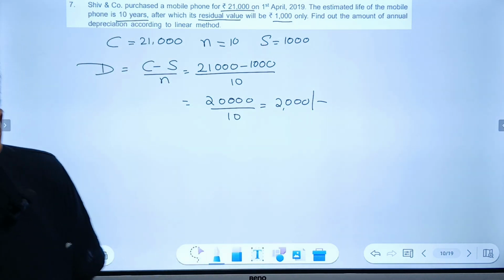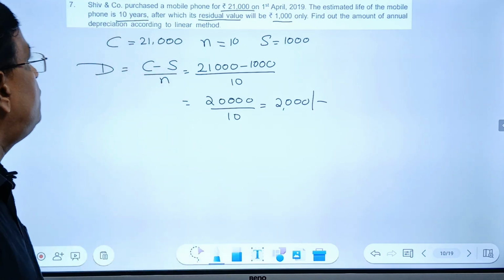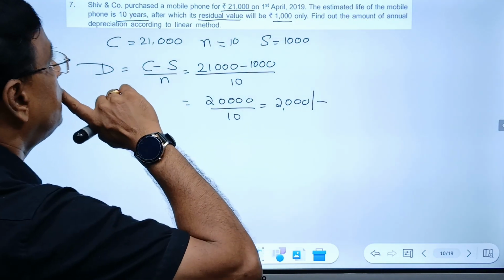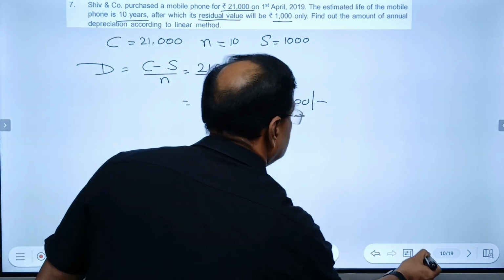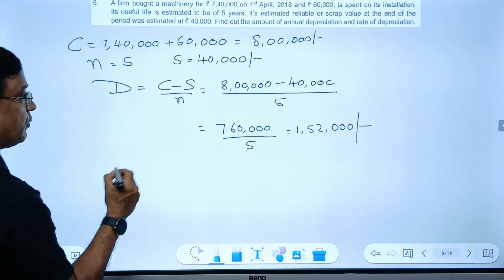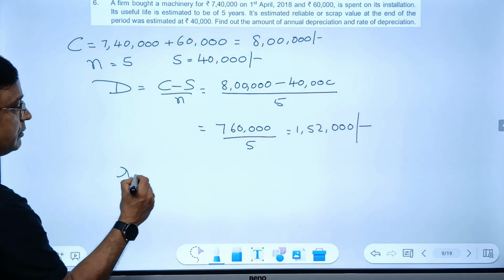I hope it's clear. Now I also want to find the rate of depreciation, correct? I think I forgot to do the rate of depreciation in this. Now what is rate of depreciation? For this problem I forgot the rate of depreciation.